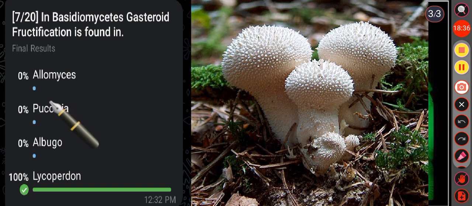Then in option B, Puccinia. Puccinia species, also known as rust fungi, are characterized by producing different types of spores depending on the host and the life cycle stage. But Puccinia are not gastroid fungi. Okay. Then in option C, Albugo. Albugo is a genus of fungi within the Oomycetes which are characterized by having sporangia and oospores, not gastroid structure, right? So here the correct answer is option D.